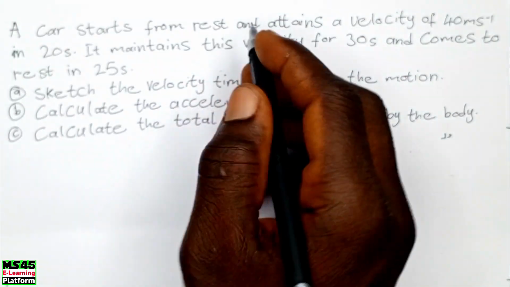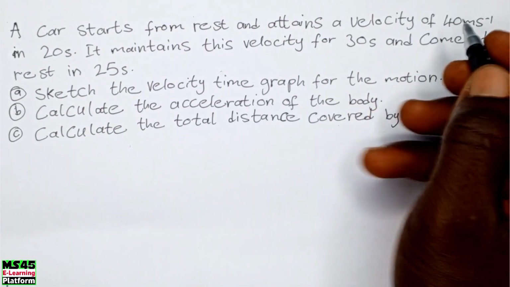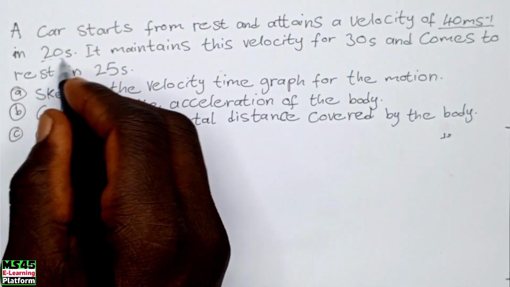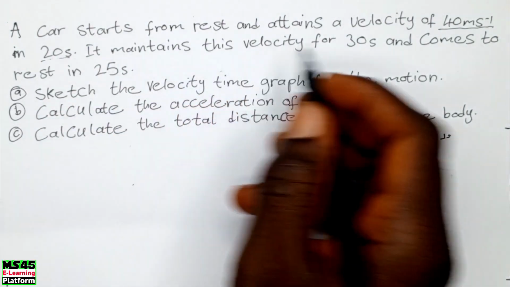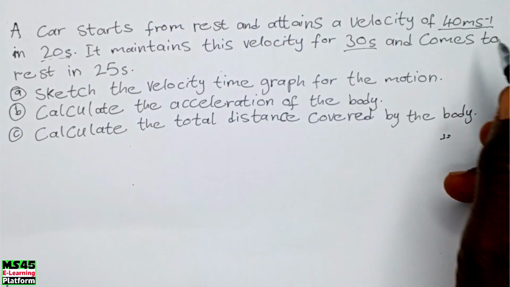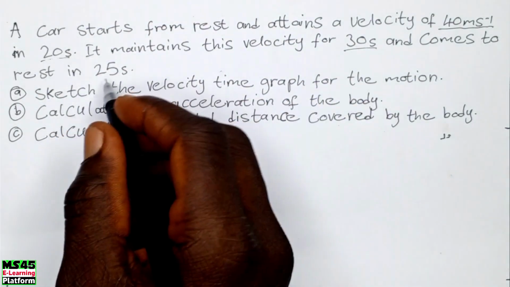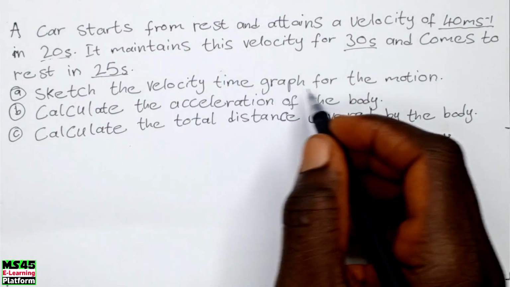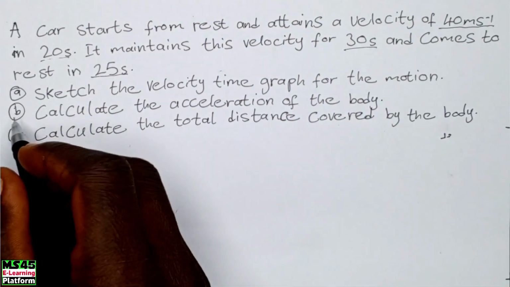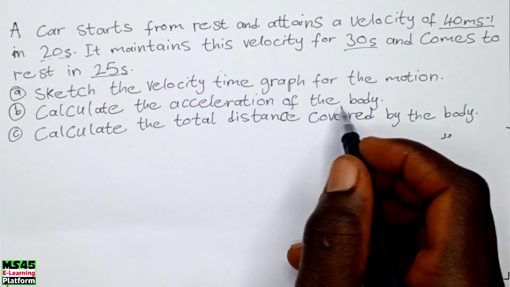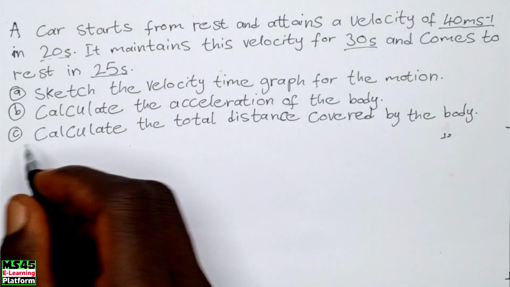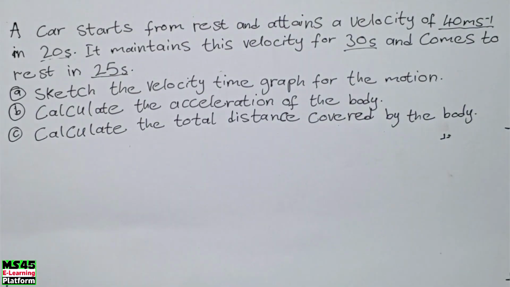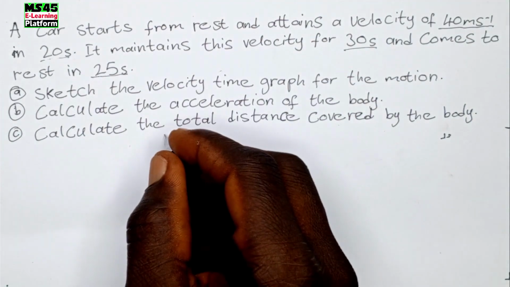A car starts from rest and attains a velocity of 40 meters per second in 20 seconds. It maintains this velocity for 30 seconds and comes to rest in 25 seconds. A. Sketch the velocity-time graph for the motion. B. Calculate the acceleration of the body. And C. Calculate the total distance covered by the body. So guys, we are going to solve it.